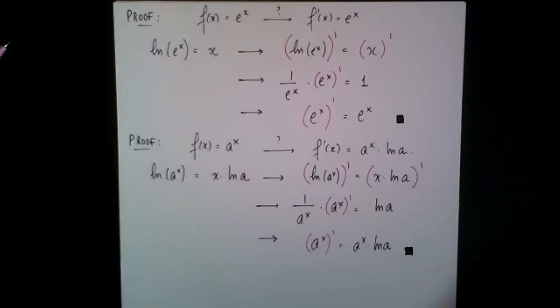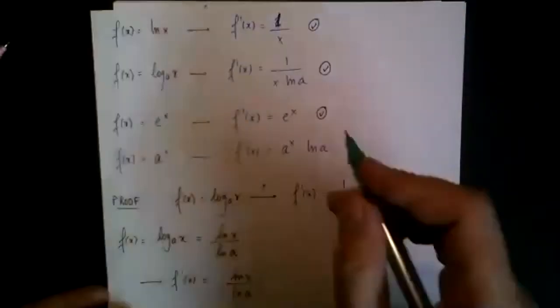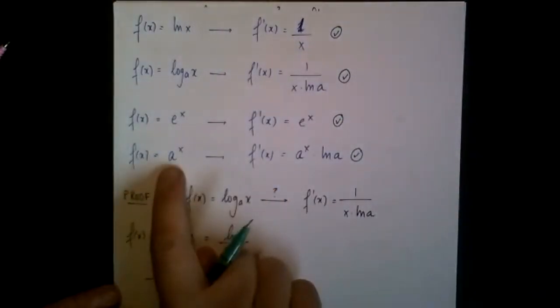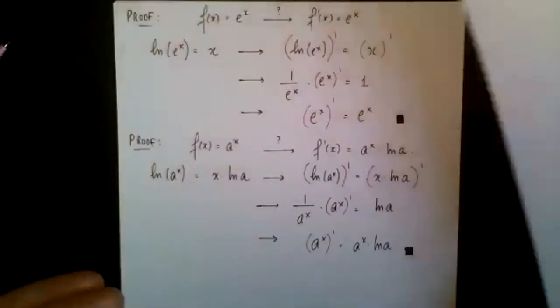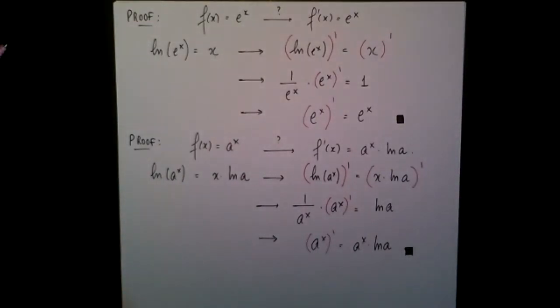That's it. It's proven. So 2 seconds. This is done. If f of x is a power x, f prime is a to the x ln a. At this point, we just need to do a lot of examples. So let's practice this.